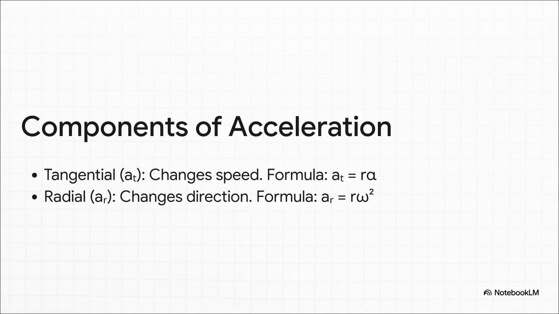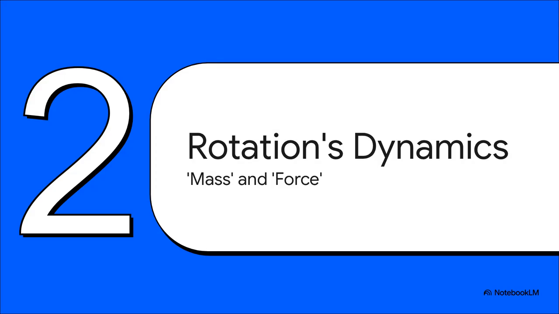And this slide just shows you how it works perfectly. Any single point on a spinning object actually has two different kinds of linear acceleration happening at once. First, you've got tangential acceleration. That's the one that changes the point's speed. And then you have radial acceleration, which is always pulling it inward, constantly changing its direction to keep it moving in that perfect circle.